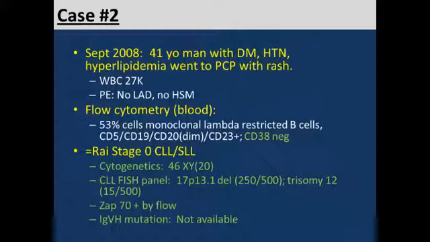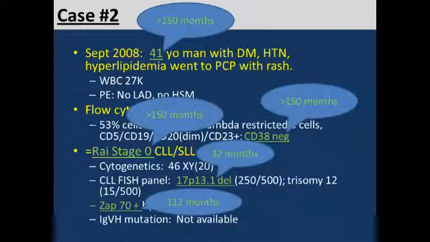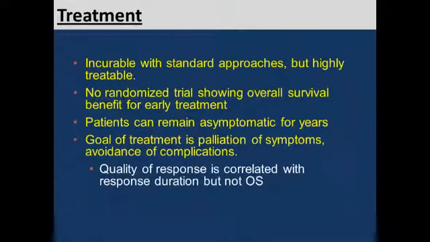Interestingly, in a subset of the cells, he had trisomy 12 deletion in 15 of 500. And he was ZAP70 positive. So by that, a lot of these predicted good overall survival, but it's trumped, as Dave said, by this poor cytogenetics. And that was certainly illustrated, unfortunately, very well in his clinical course.